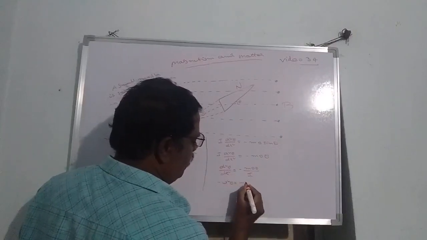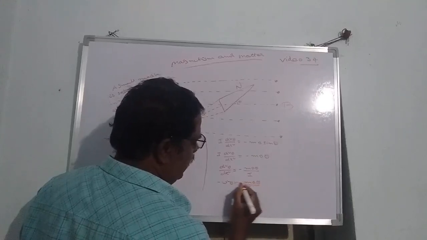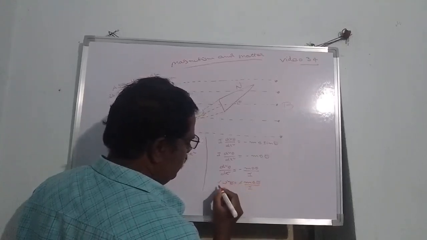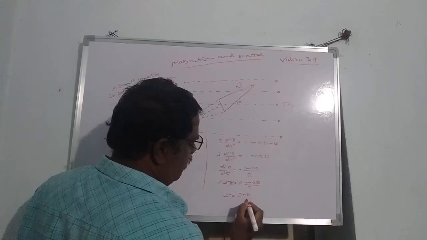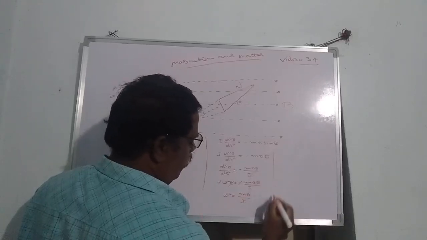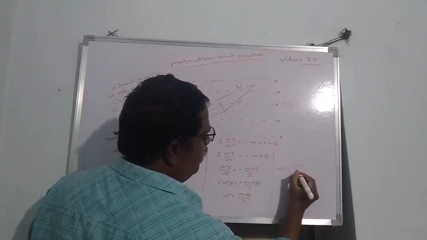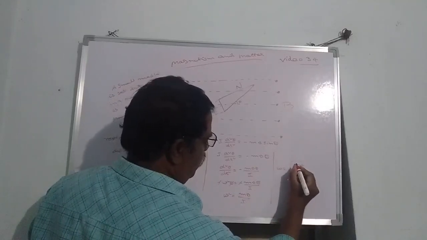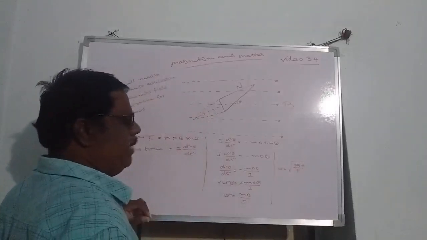The formula becomes minus mB theta by I. Here theta will be cancelled, minus cancelled. Therefore omega square is equal to mB by I. Therefore omega is equal to root over mB by I. Here m will be the magnetic moment.